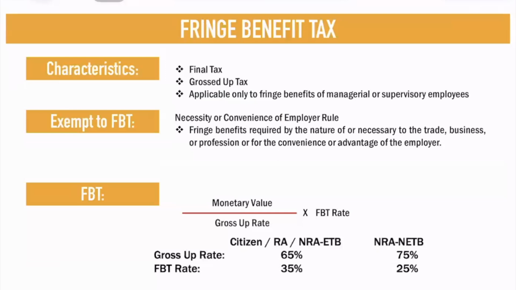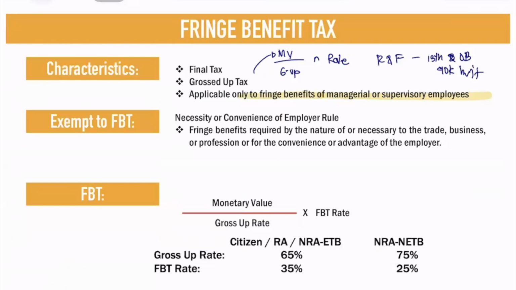So let's talk about your fringe benefit tax. For fringe benefit tax, the characteristics are as follows. First, it is a final tax. So earlier we already said that fringe benefit tax is a final tax. Next, it is a gross up tax. So why is it a gross up tax? We first get the monetary value, we gross it up, and then we multiply it to a particular rate. Next, your fringe benefit tax is applicable only to fringe benefits of managerial or supervisory employees, because if ever that is rank and file, you add it to your 13th month and other benefits subject to the 90K limit.